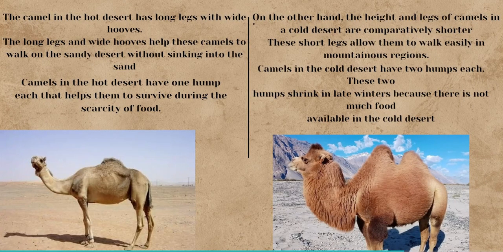On the other hand, the height and legs of camels in a cold desert are comparatively shorter. These short legs allow them to walk easily in mountainous regions. Camels in the cold desert have two humps each. These two humps shrink in the late winters because there is not much food available in the cold desert.